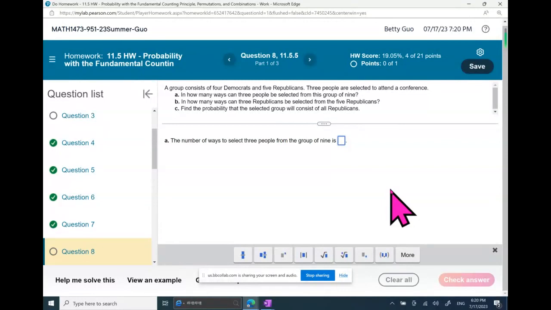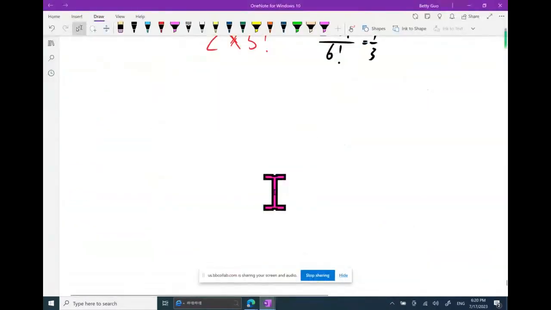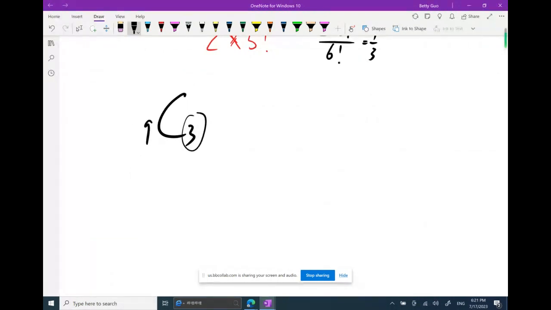So this is C93 or C39. Let me write it down. So this is going to be C39. I think the correct way to read it is C39. We would read this number first and then read this number. It depends. Different books have different descriptions. Anyway, how do we find the value of C93?